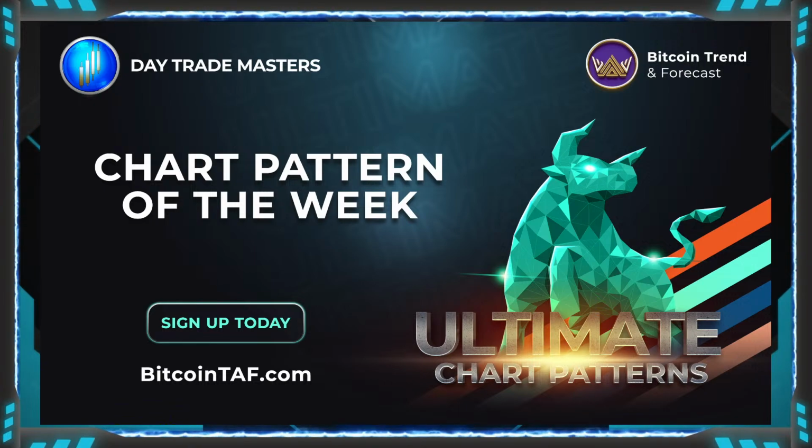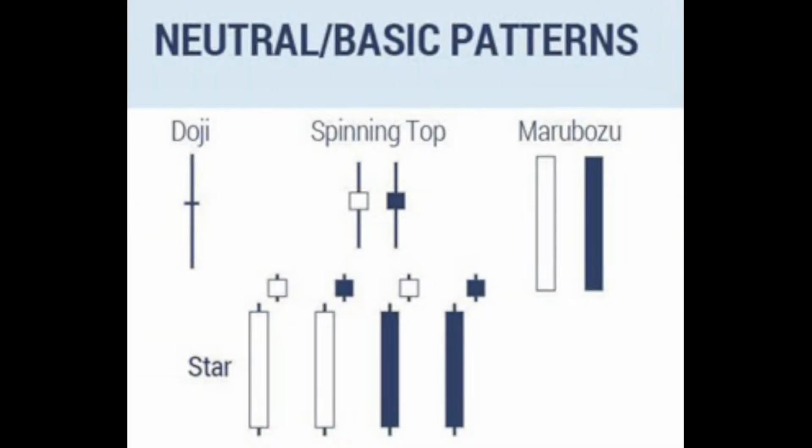And let's jump into the chart pattern of the week this week. Remember last week we looked at the doji, the neutral basic patterns. This week I want to look at the spinning top, this guy in the middle. You can see there is a white candle and a red candle, which means it's actually green and red. So you can get the spinning top in either green or red color. But how do you use it and what does it actually mean?